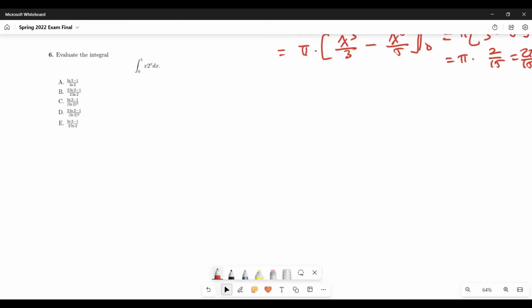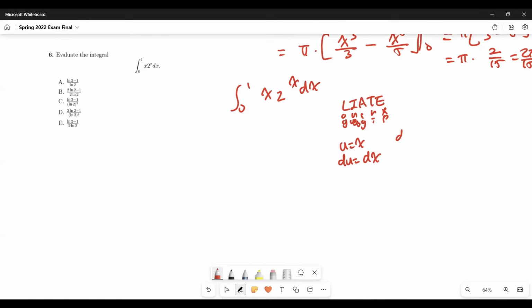Okay, this question asks to evaluate the integral. So it's from 0 to 1, x times 2 to the x dx. This is an integration by parts question. So this is LIATE: logarithmic, inverse trig, algebraic, trig, exponential. Oh, this is both algebraic, but I'm going to put u as x for this one, because then du will be very simple, as dx. And then dv will be 2 to the x dx. So v is equal to 2 to the x over ln 2.